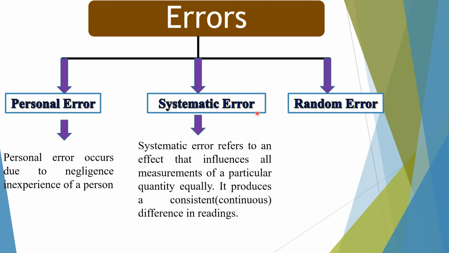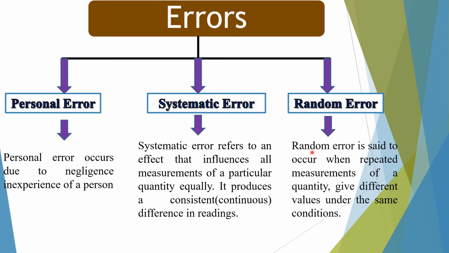Systematic error. Systematic error refers to an effect that influences all measurements of a particular quantity equally. It produces a continuous difference in readings. If an instrument is faulty, it will give a continuous difference in readings. Random error. Random error is said to occur when repeated measurements of a quantity give different values under the same conditions. Now we will discuss the causes of these errors and how we can reduce these errors.